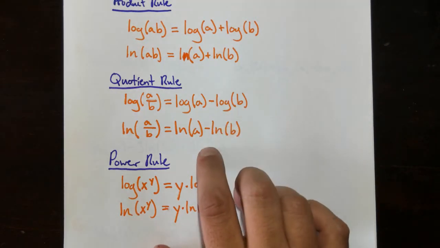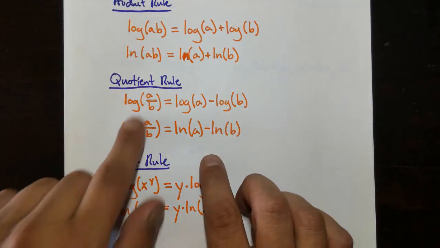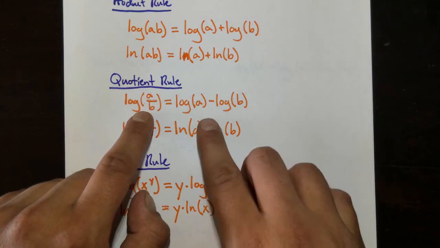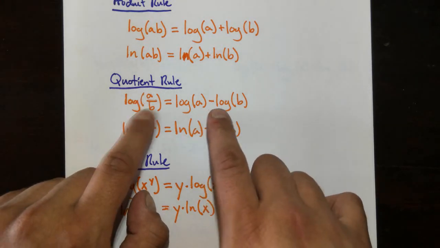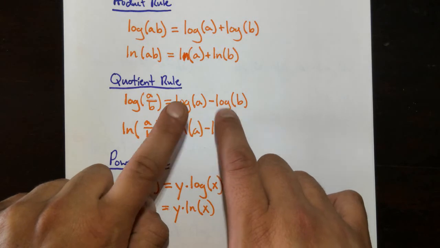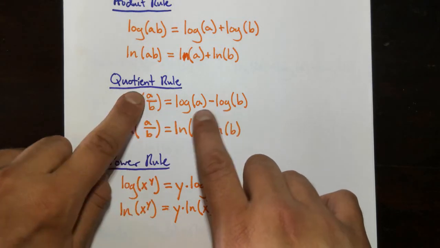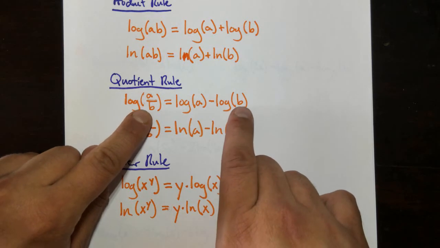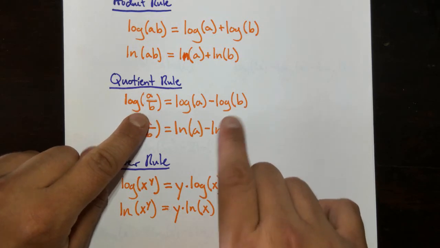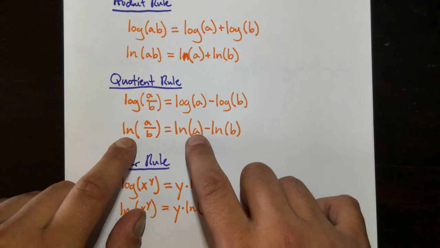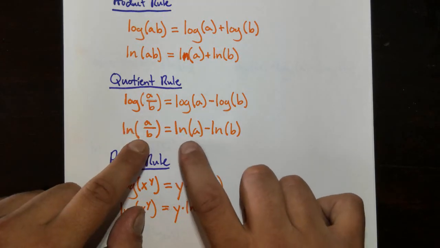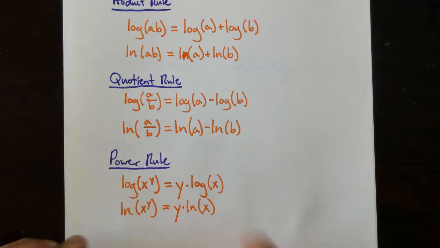The quotient rule is very similar. When we have things that are being divided, we can express that through logs, or as two different logs, as subtracting the two logs, where whatever your numerator is goes in the first one, and whatever your denominator is goes in the second one. And again, the same thing works with the natural log. ln of A over B is equal to ln of A minus ln of B.